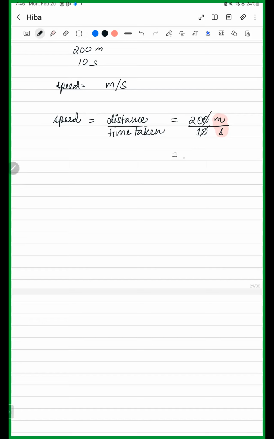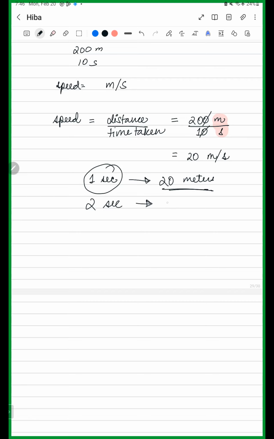So कितना बचा आपके पास? 20 by 1, which is 20. 20 meters per second. So what does this mean, 20 meters per second? It means that हर एक second में, in every 1 second, this cheetah travels 20 meters. So in 2 seconds, this cheetah will travel how many meters? Starting से लेकर अब तक? 40. 40 meters.